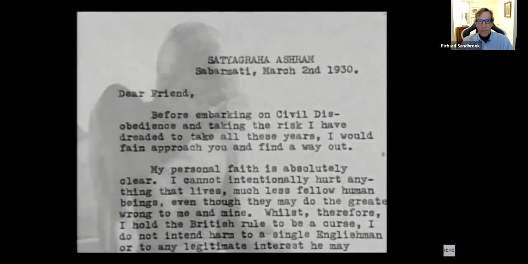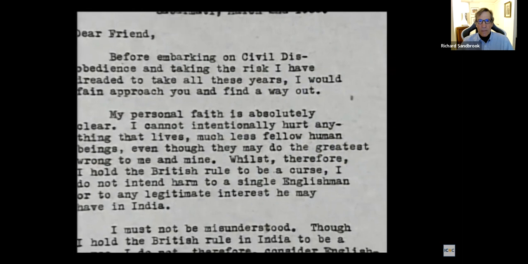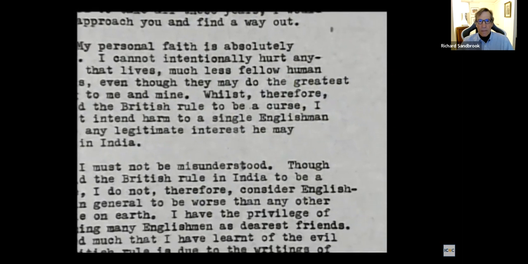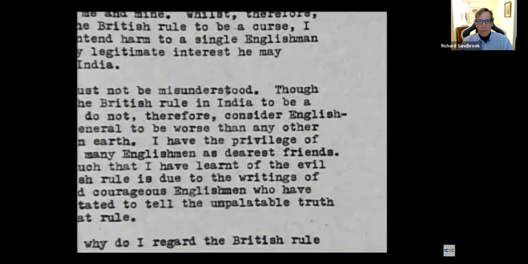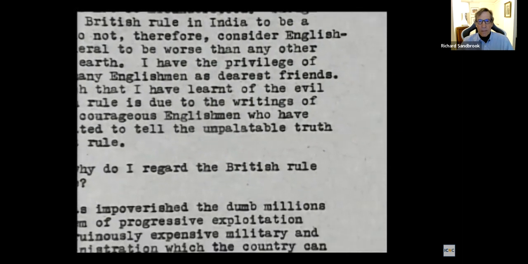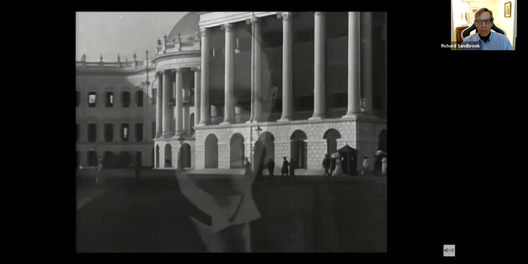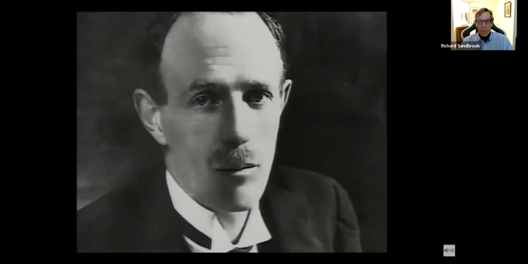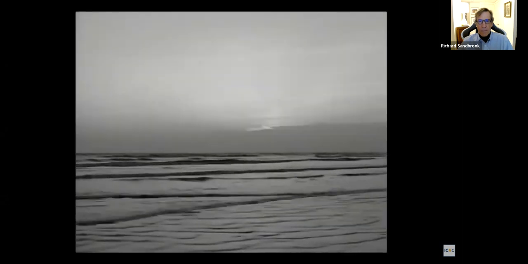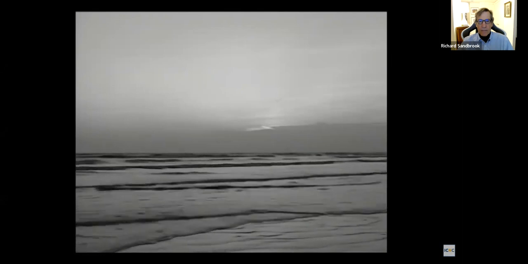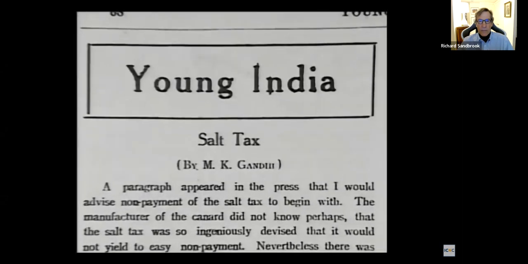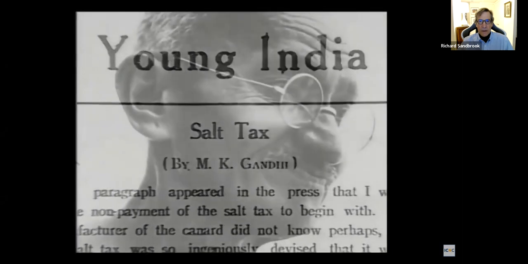He writes the Viceroy, Lord Irwin, on March the 2nd. He explains the injustice of the salt laws and says he will go to the beach to make salt illegally. He will invite all Indians to do the same. He pleads with Irwin to negotiate. A few days later, a note from Irwin's secretary expresses the Viceroy's regret at Gandhi's plan of action. Gandhi sends advance teams to choose a beach where civil disobedience will begin.